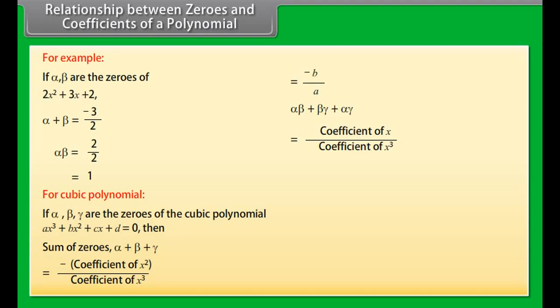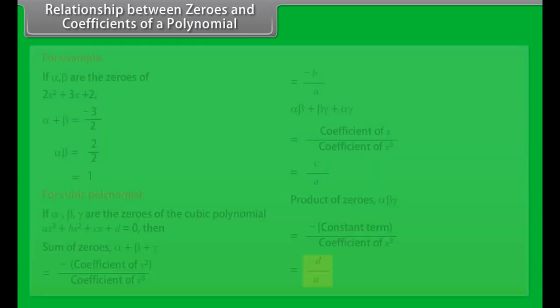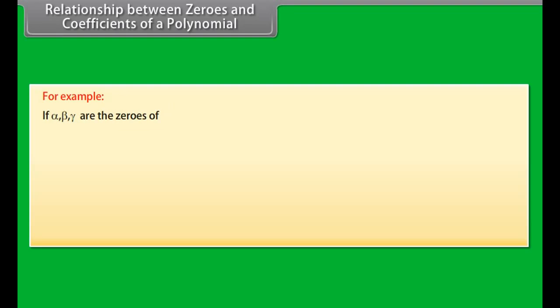For cubic polynomial, if alpha, beta, gamma are the zeros of the cubic polynomial ax cube plus bx square plus cx plus d equal to 0, then sum of zeros, alpha plus beta plus gamma, is equal to minus coefficient of x square upon coefficient of x cube, which equals minus b upon a. Alpha beta plus beta gamma plus alpha gamma is equal to coefficient of x upon coefficient of x cube, which equals c upon a.